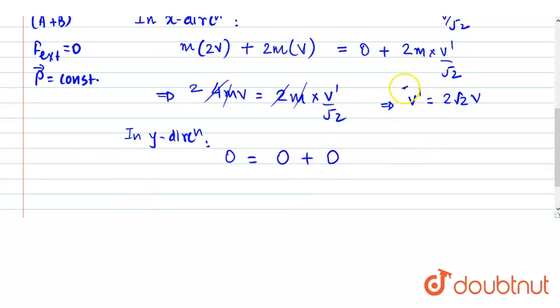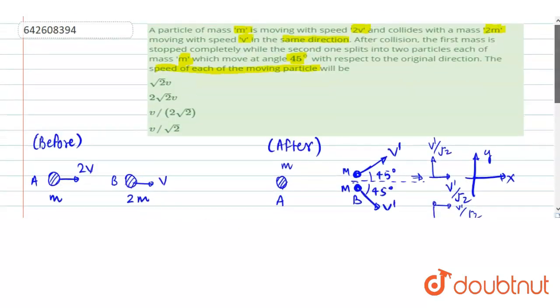So in the problem we had to find the value of v dash. That is 2 root 2 v, which is given to us in option B.